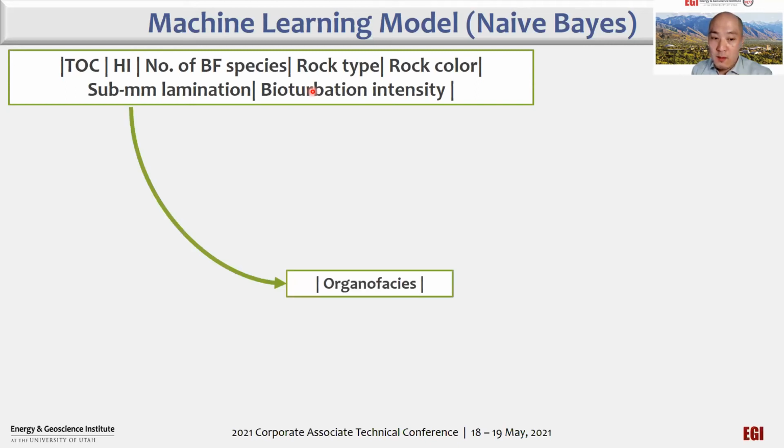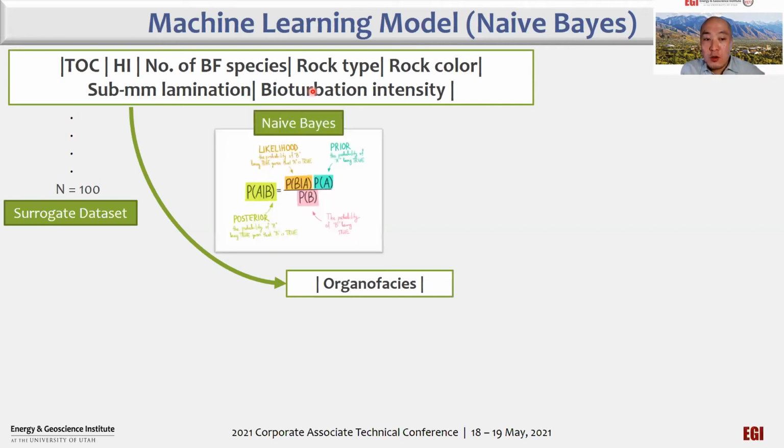And we use them to predict organophases. For this exercise, we used a surrogate data set with 100 samples. And the algorithm we used is naive Bayes. This is a kind of nonlinear classification algorithm that was mentioned.